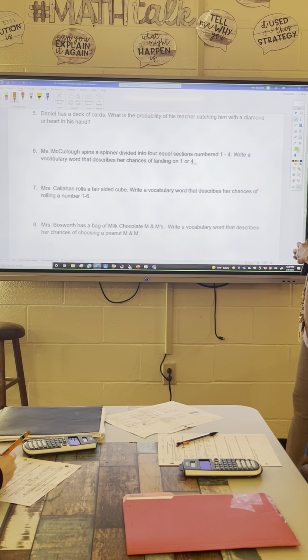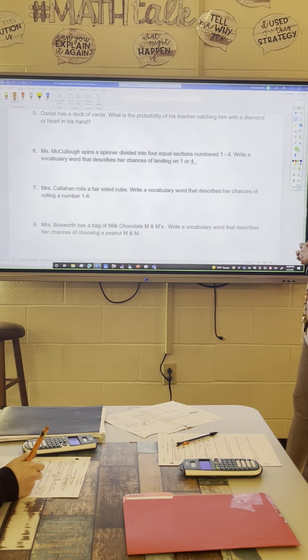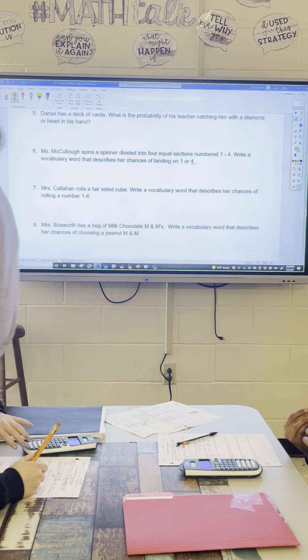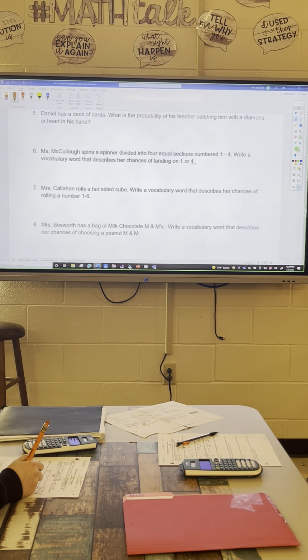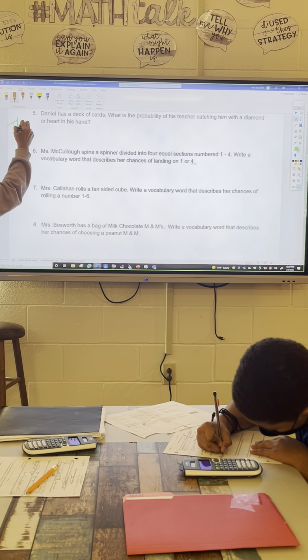Daniel has a deck of cards. What is the probability of his teacher catching him with a diamond or a heart in his hand? Now, remember that deck of cards I was telling you about? First of all, have we done anything yet? No. So what kind of probability are we looking at? Theoretical. We got theoretical probability going on right here.